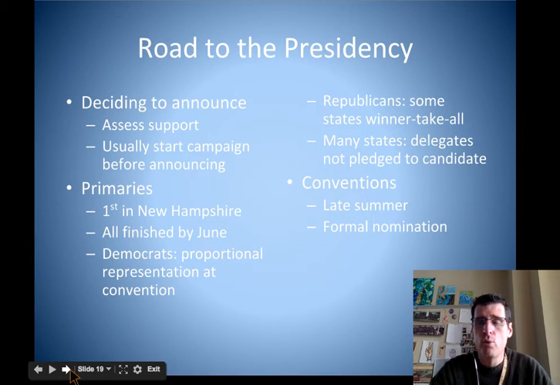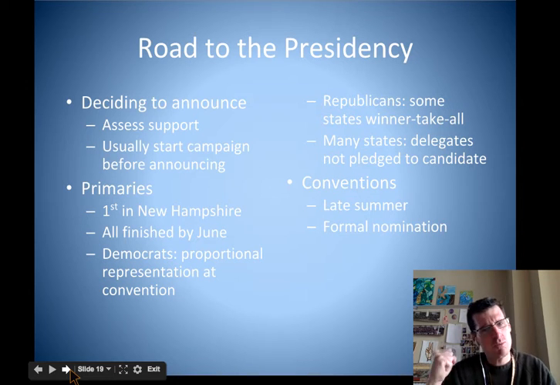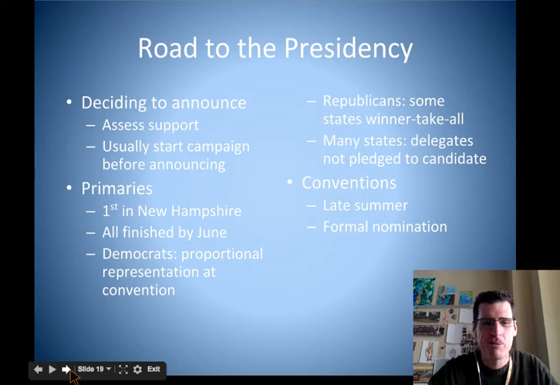That's where they do the formal nomination, where each state walks up and, even though there's one person left, they're all going to take their moment and throw their support behind that person.